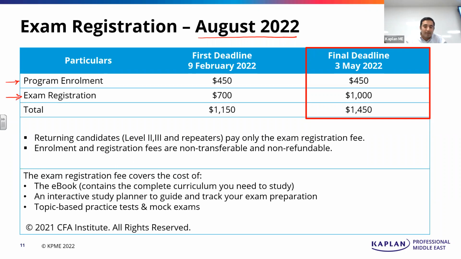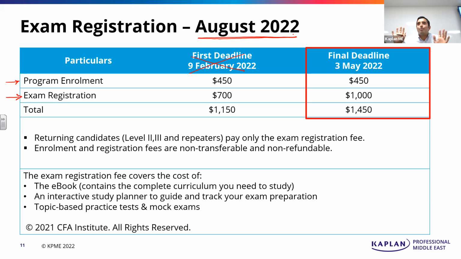Exam registration has to be paid every time you appear for an exam, right? So for you, this is anyways out of question. For the August exam, the final deadline is 3rd May. You can do it now or you can do it on 2nd or 3rd May, it doesn't matter. But if you have made up your mind that you're going to give it in August, you can just make the payment so that your account will get created.